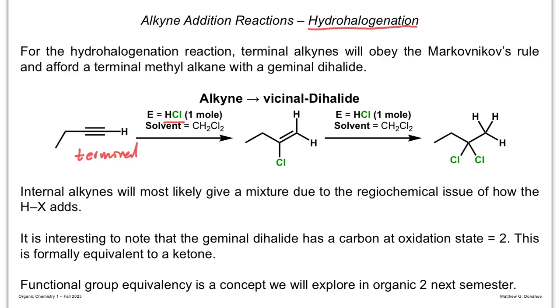It gets a little trickier when the alkyne is internal, because now you aren't following Markovnikov's rule. So what carbon atom of the triple bond is getting the hydrogen first is a matter of debate, and then that's going to lead you to a larger distribution of products. Any questions so far?